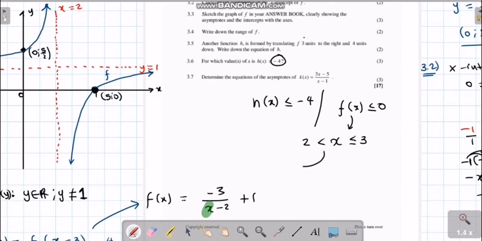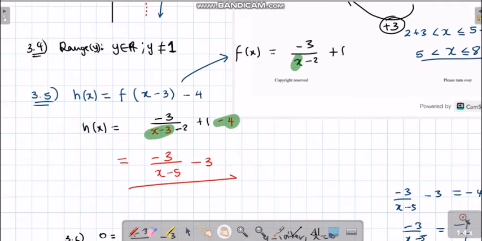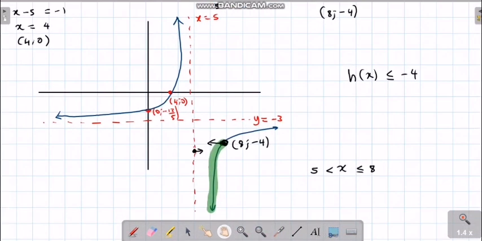Don't forget, this is the solution for what? For f. Then when you go to h, what are we supposed to do? We must add 3 to each and every value. Therefore now we'll say what? x must be more than 2 plus 3, less than or equals to 5 plus 3. Another end, x will be more than 5, but less than or equals to 8. But I'll advise you to sketch the graph of h, then interpret the graph of h. I think it will be better in that way.